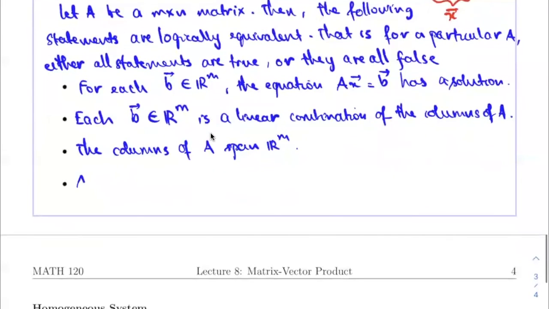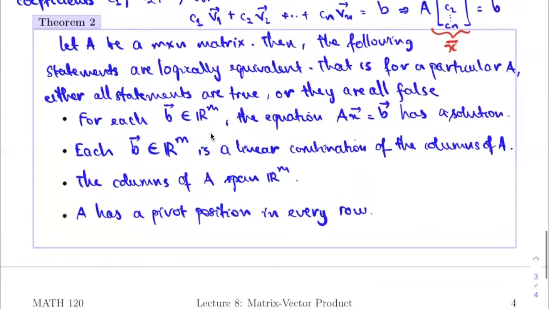And the last statement is that A has a pivot position in every row. Because the equation has solutions, there is always a leading one in every row of the matrix A, so the pivot positions indicate that there is a leading one in every row. All right, we're not going to show the proof because these statements are just logically equivalent to one another.